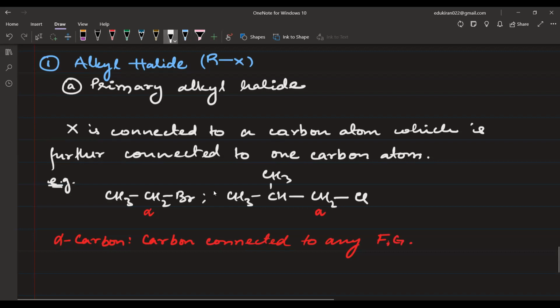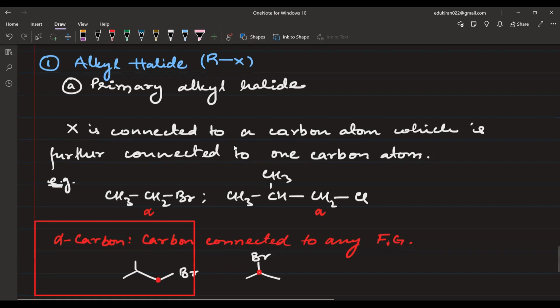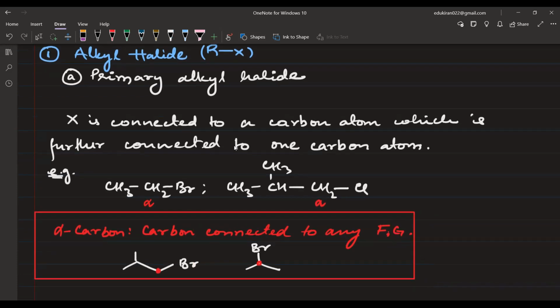For example, if you have, let us say, something like this, Br, then this carbon atom is your alpha carbon. Okay, if you have something like this, then this is your alpha carbon. Okay, just to identify this, this is a separate thing. It's not related to primary. Okay, alpha carbon is a general term, and it can be also for any other group also. For example, if you have something like this OH, then also this is your alpha carbon. So this is primary alkyl halide.